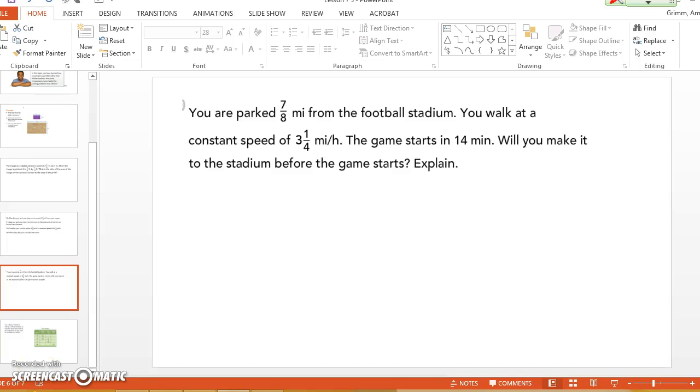Okay, so you parked 7/8 of a mile from the football stadium. You walk at a constant speed of 3 1/4 miles per hour. The game starts in 14 minutes. Will you make it to the stadium before the game starts?